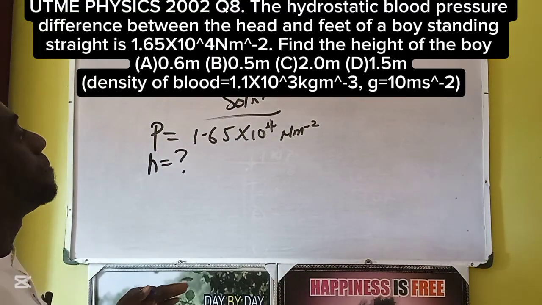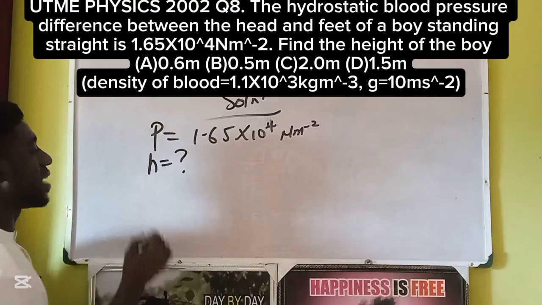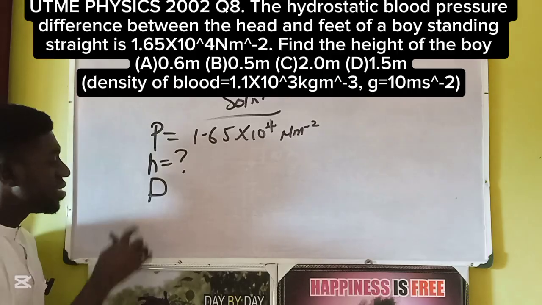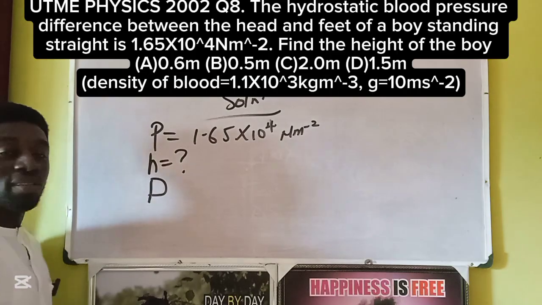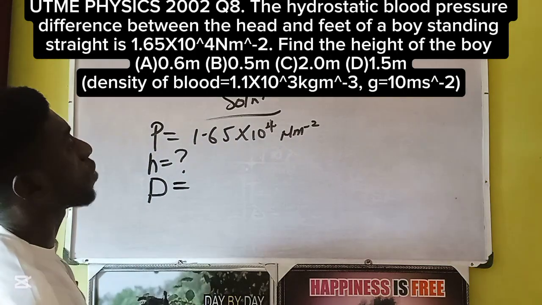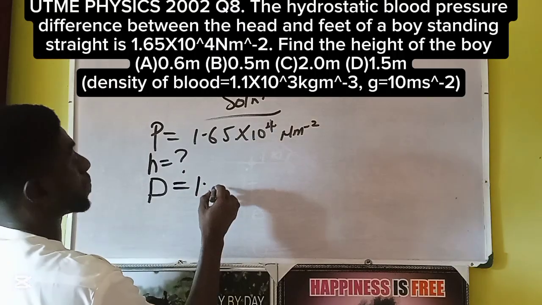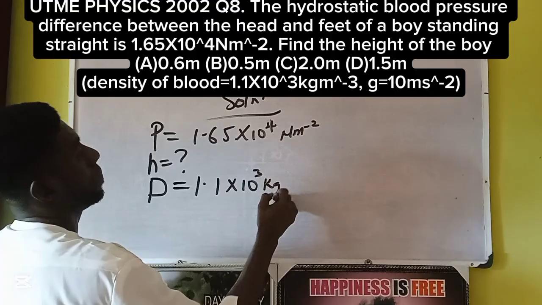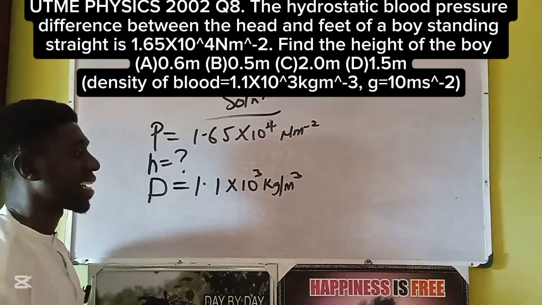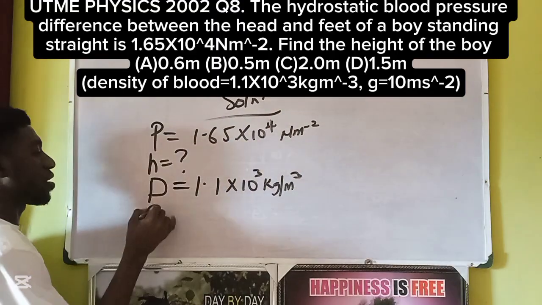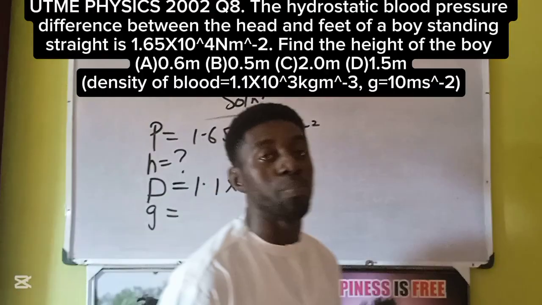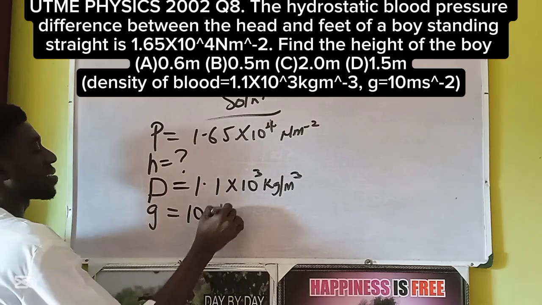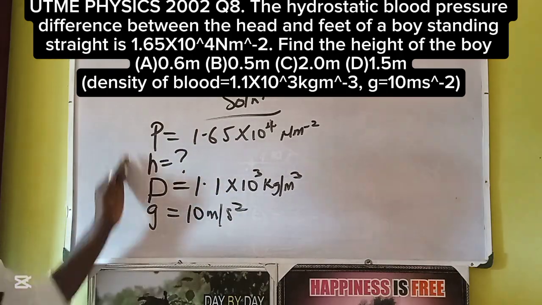Then the density of the blood is given. We use this symbol for density, this D with a small leg. The density of his blood is 1.1 times 10 raised to the power 3 kilogram per meter cube. Then the acceleration due to gravity of the mother earth. The boy is an earthling. So we have 10 meters per second squared. These are the parameters provided.